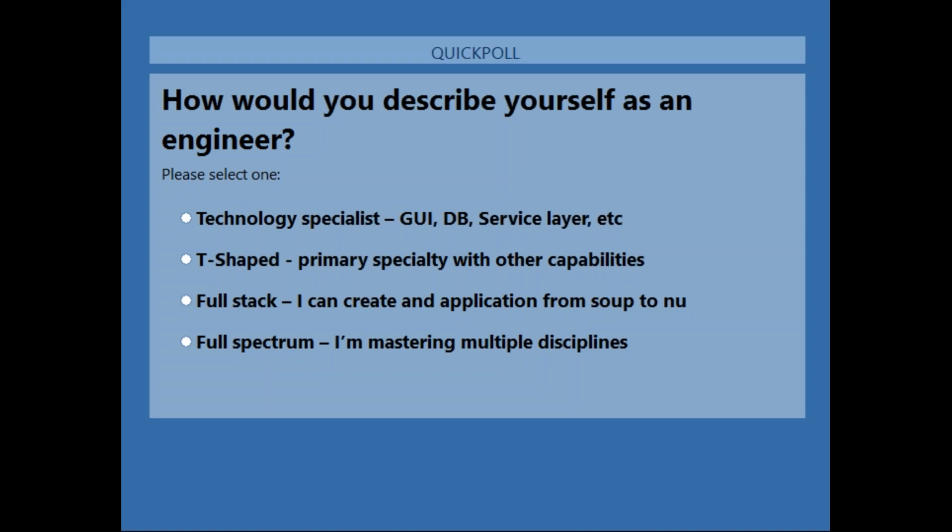How would you describe yourself as an engineer? Technology specialist, in other words, you're a GUI person, a DB person, service layer. A T-shaped person, primary specialty and maybe some generalist capabilities sitting on top of that. A full stack engineer. I can create the application from soup to nuts and run it as well. Maybe it's I can develop the application and run it as well. Or a full spectrum engineer. I'm mastering multiple disciplines.